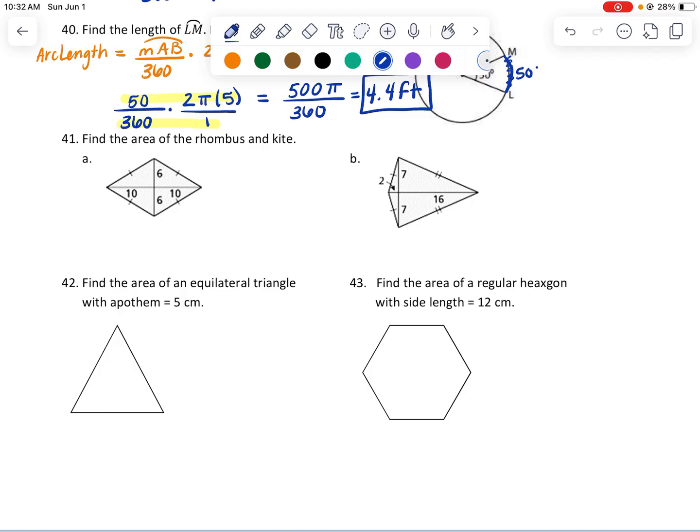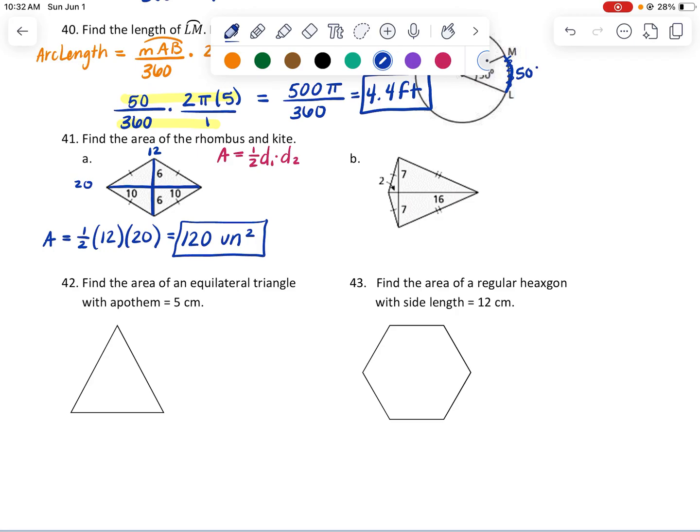41, so these are rhombuses and kites. They use the same area equation, which the area is equal to 1/2 diagonal 1 times diagonal 2. So pretty straightforward if you understand what that means. Diagonal 1 is a total distance of 12. Diagonal 2 has a distance of 20. And so we are honestly just plugging in 1/2 times 12 times 20 and getting that answer. And I get 120 units squared. There's no unit on it, so we can just call it units squared, right? Making sure we still include that.